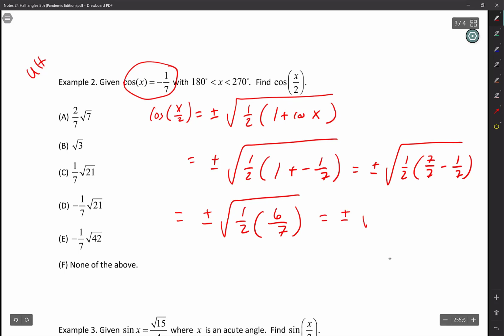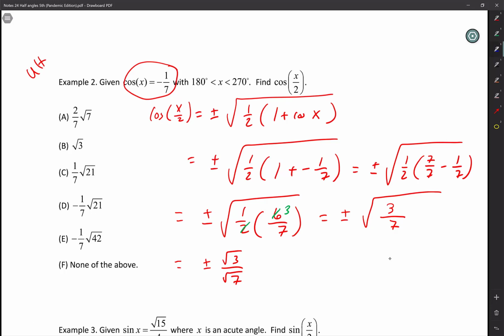I can see you guys writing like crazy. So let me slow down. 3 over 7. How did that happen? Because 2 went into 6 3 times. The laws of exponents, plus minus square root of 3 over square root of 7. I'm going to multiply the top and the bottom by square root of 7 over square root of 7, because I'm rationalizing the denominator. Perfect. 7 times 3 is 21. Plus minus square root of 21 over 7.